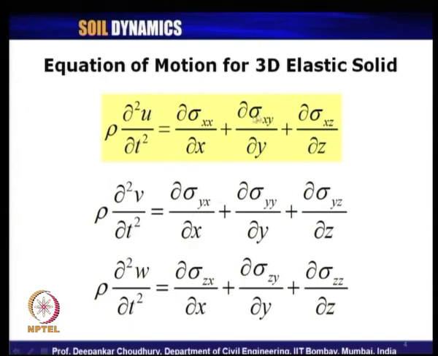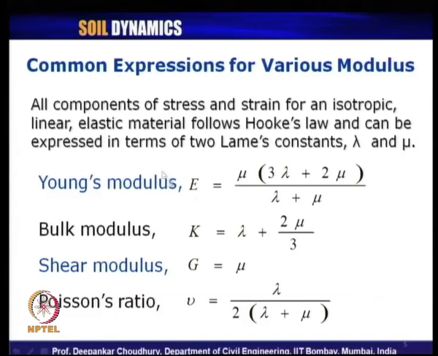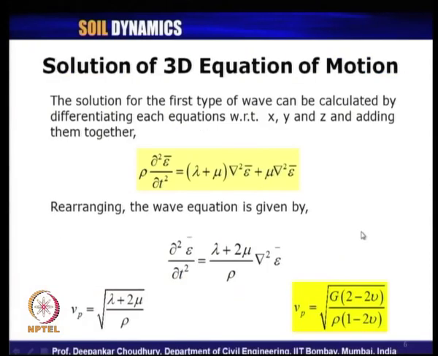equation of motion for a 3D elastic solid in x direction, y direction and z direction. Then we have just brushed up our memories on common expressions for various moduli in terms of two Lami's constants, that is lambda and mu. So, how Young's modulus, bulk modulus, shear modulus and Poisson's ratio are expressed in terms of these two Lami's constants, we have seen that.